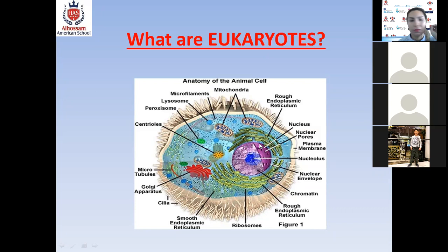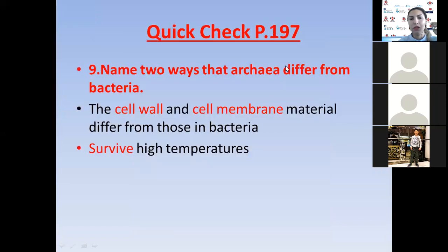Question 9, name 2 ways that archaea differ from bacteria. You need to write it again, because you should answer and get to the other page. Okay, I'm sorry, I'll bring it again. So here is the answer again to the last question. Name two ways that archaea differ from bacteria. Number one, the cell wall and cell membrane material differ from those in bacteria. Number two, archaea can survive high temperatures.